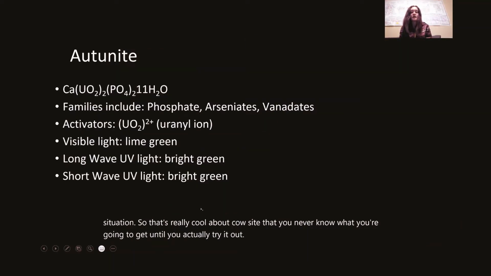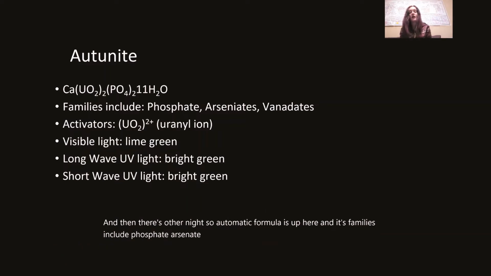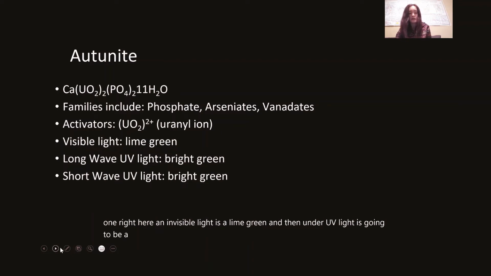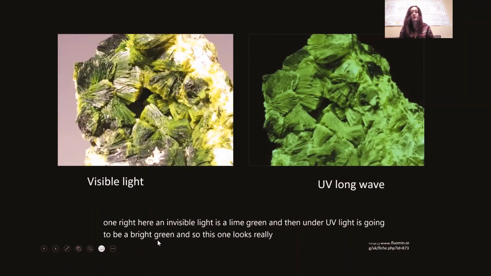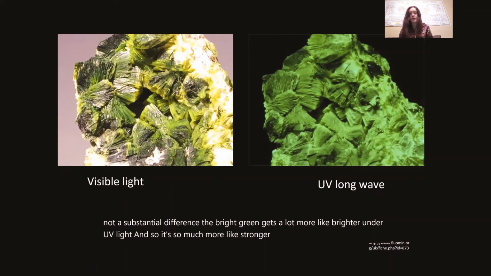And then there's aldanite. Aldanite's formula is up here, and its families include phosphates, arsenates, and vanadates, and its activator is the uranyl ions. So this one right here. In visible light it's a lime green, and then under UV light it's going to be a bright green. This one looks really cool. Even though there's not a substantial difference, the bright green gets a lot brighter under UV light, so it's a much stronger, brighter green color, and it looks really cool.